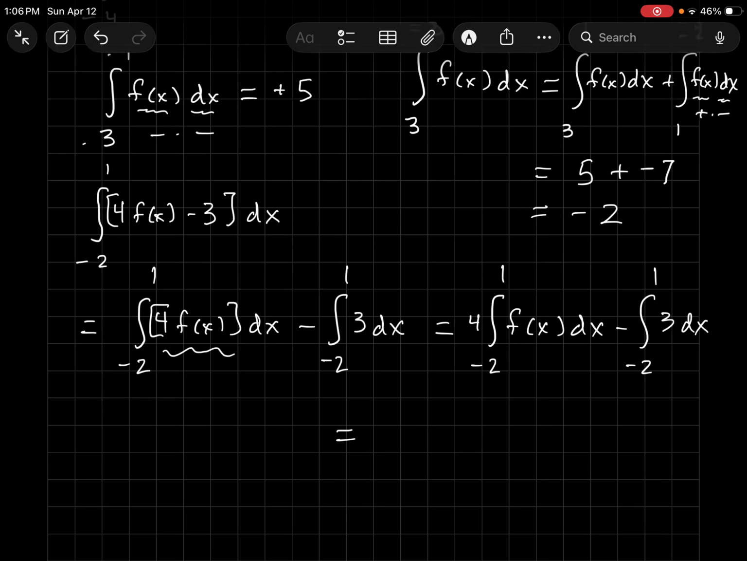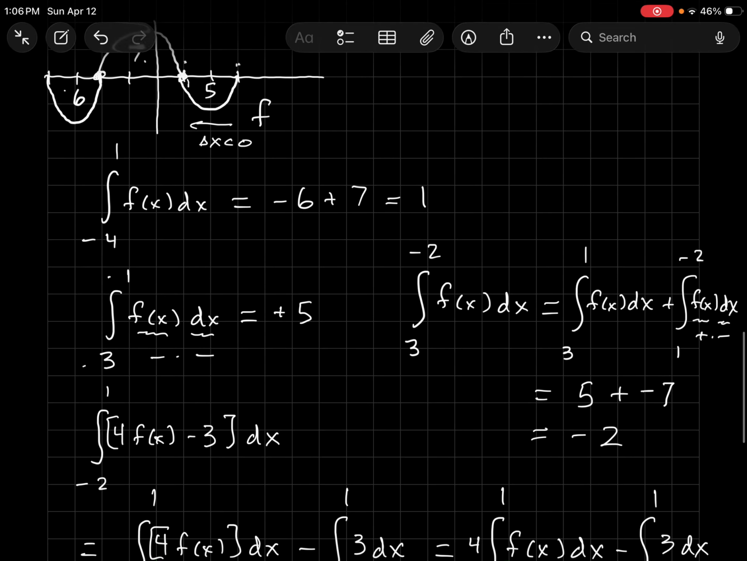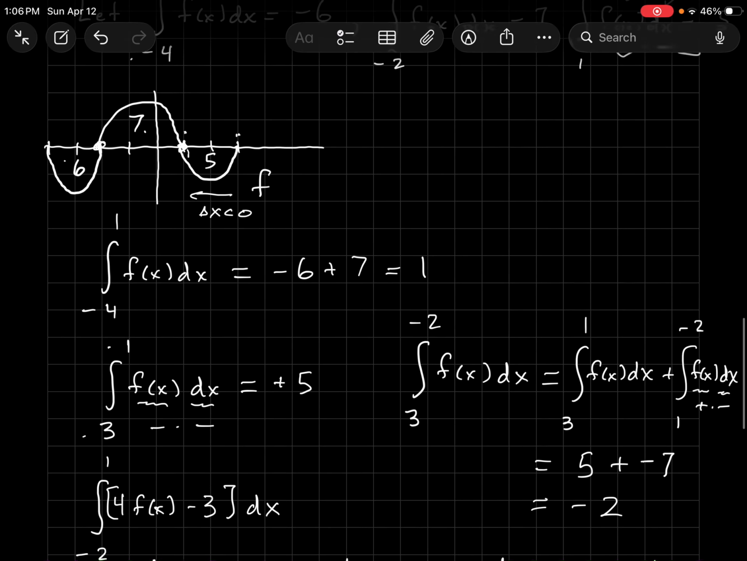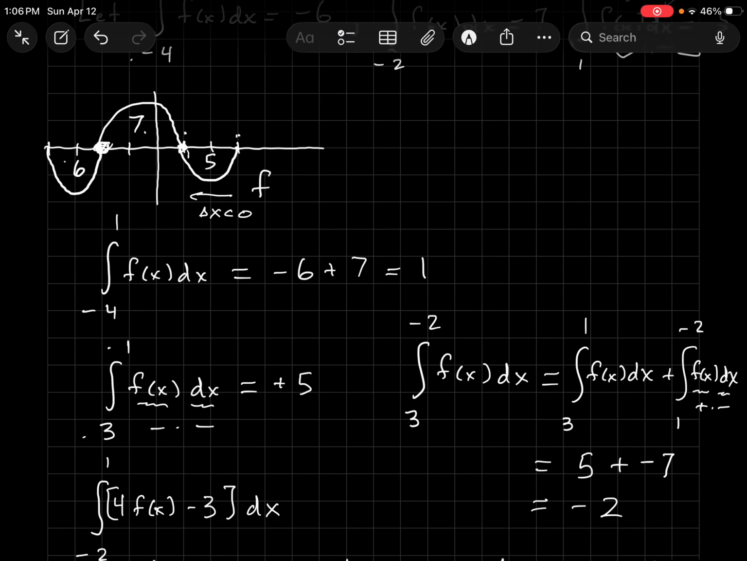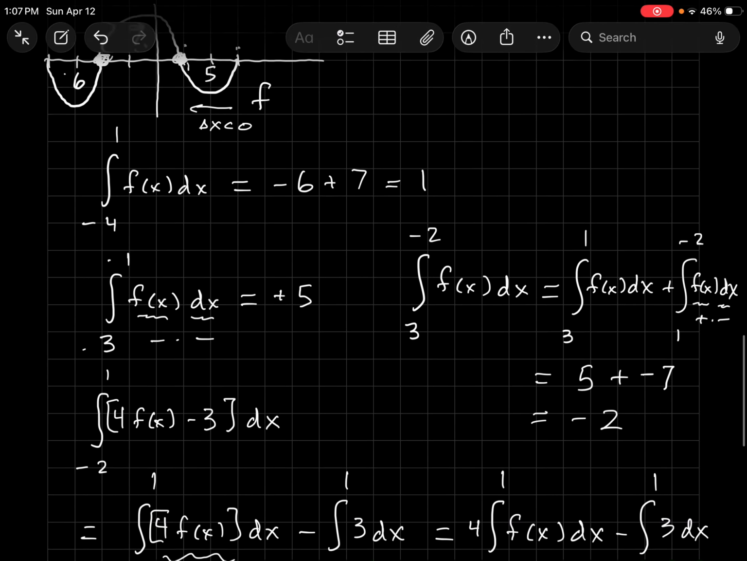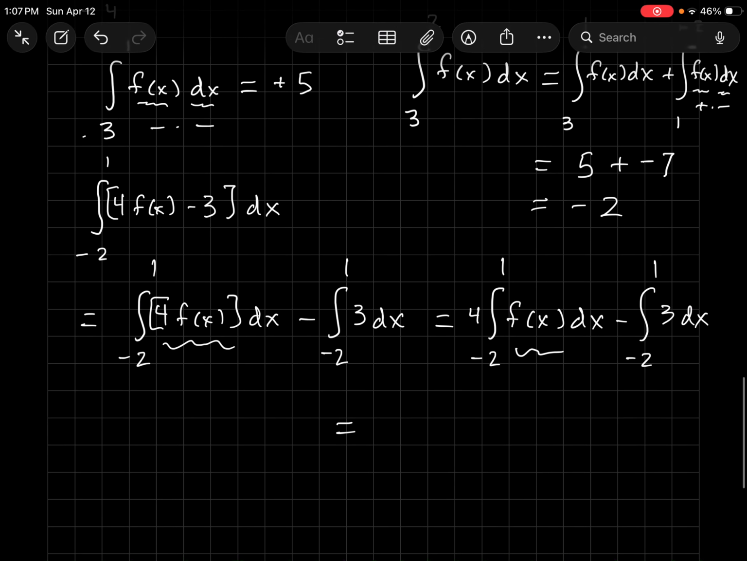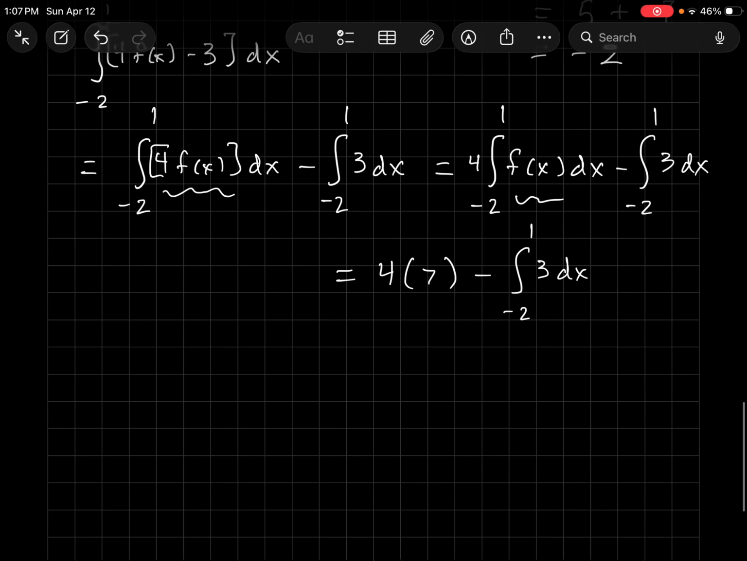What does the first integral equal? Well, the integral from negative 2 to 1, from here to here, we know is 7. But we have a 4 out front, so it's 4 times 7. Now, how do we handle this back piece, the integral from negative 2 to 1 of 3 dx? I'm going to pretend like we don't know how to find antiderivatives, and I'm going to do it with areas.